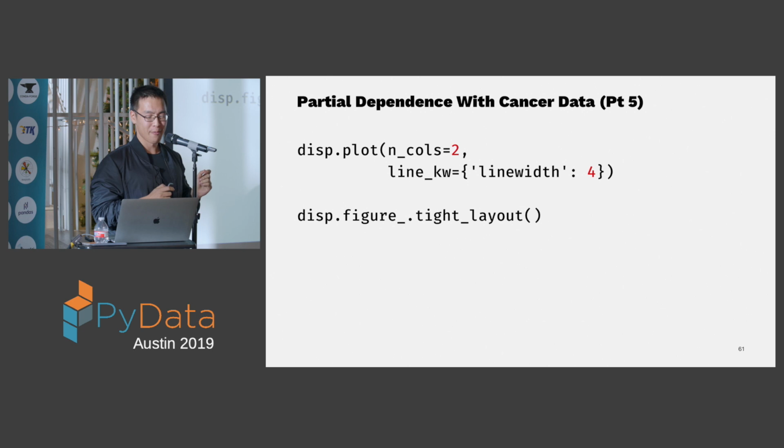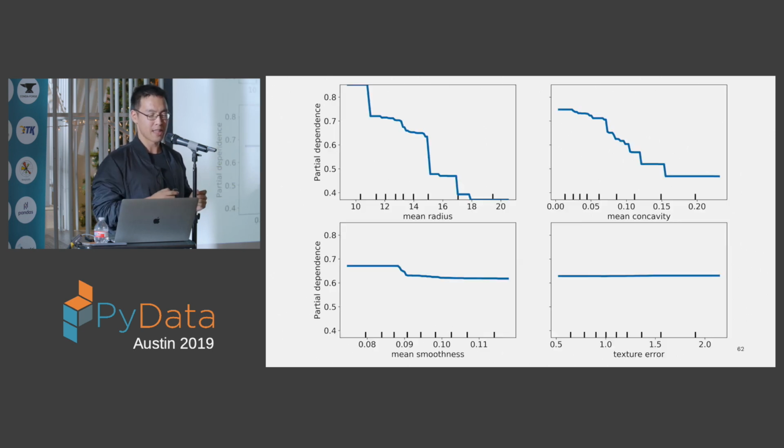So line width is a property that you can set on lines, and it'll make the line thicker on all of them. What this did was, the partial dependence was not recalculated. It's already stored in the object, and I'm just setting the line width when I plot it. I could plot it again without recomputing anything.